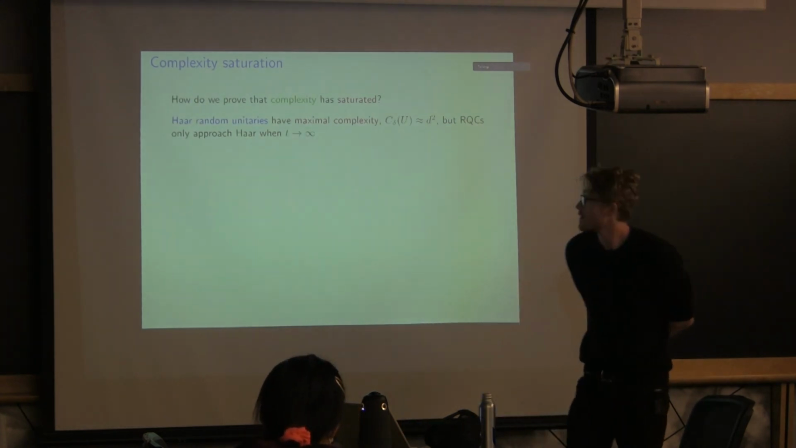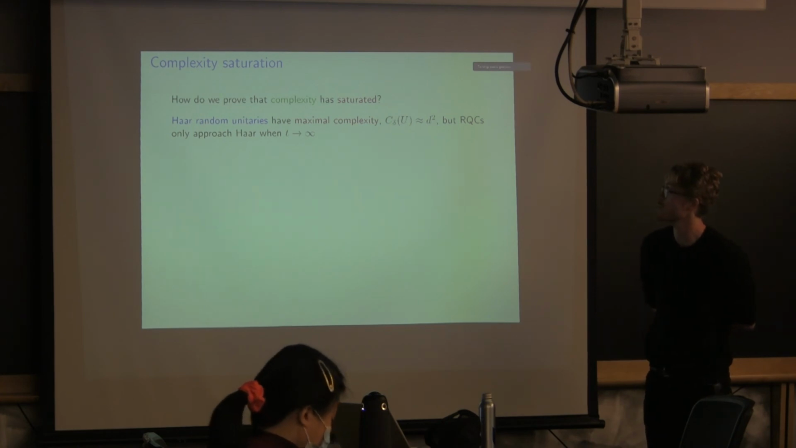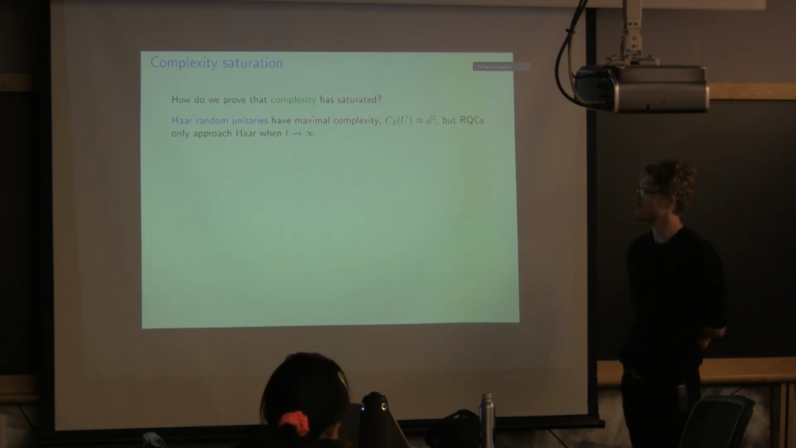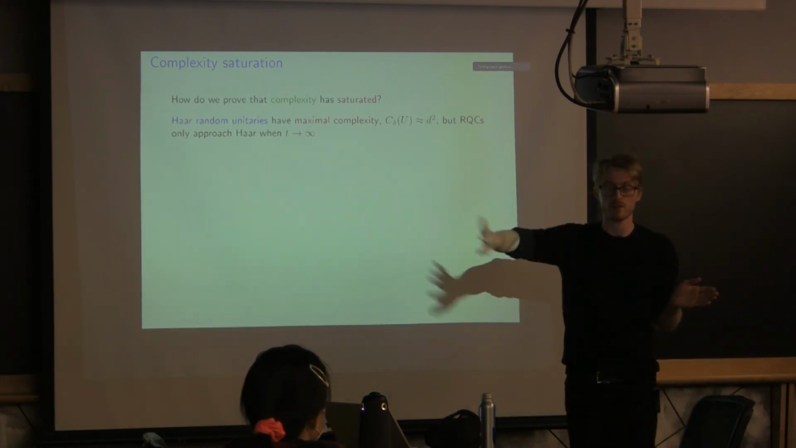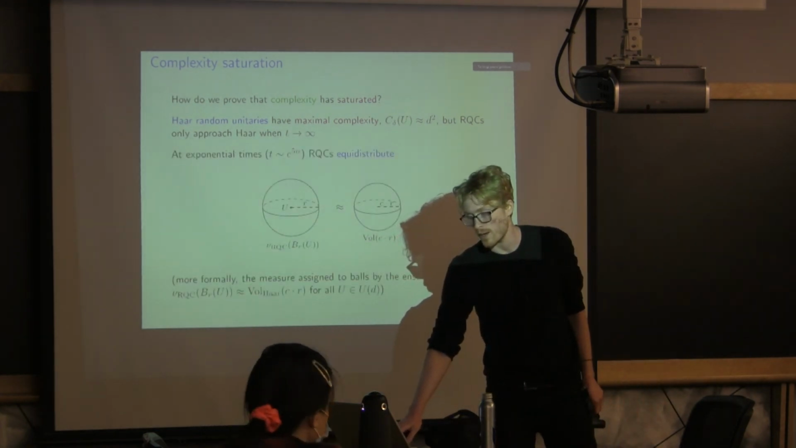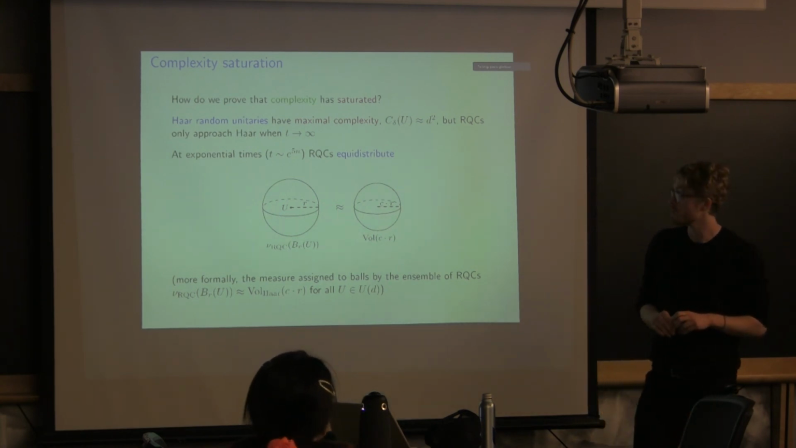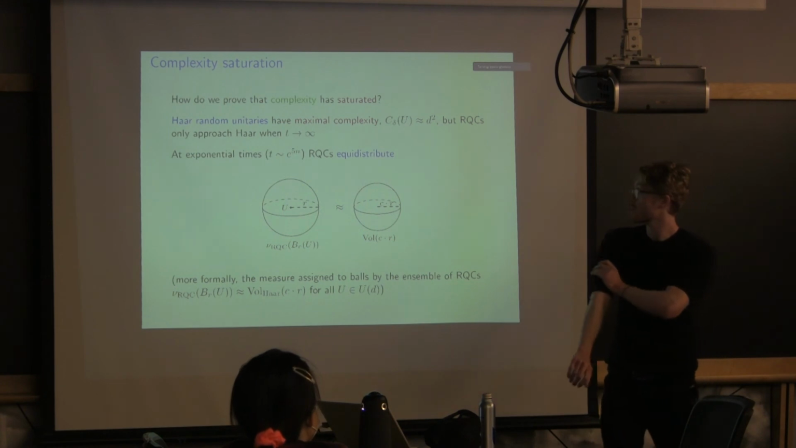Okay. And in the last minute, I'll tell you about one different tack you have to take to prove saturation. You know that a random unitary basically has maximal complexity, but these random circuits only really approach it in the limit of infinite circuit depth. So how do you show saturation to maximal complexity at some exponential time? What you can actually show is that there's some kind of strong property which happens at exponential times, and that's that these random circuits equidistribute.